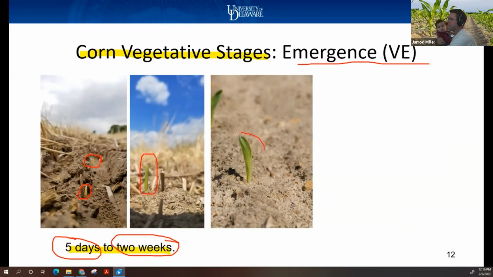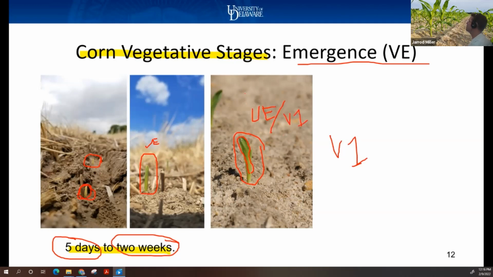When you get here, what you're going to see is we're starting to have that first leaf formation. You can see that first leaf right here forming. And so you're right on the edge of what we're going to talk about as V1 versus VE. So this is VE, this is VE, and this is getting to be VE to V1. It's moving into V1.